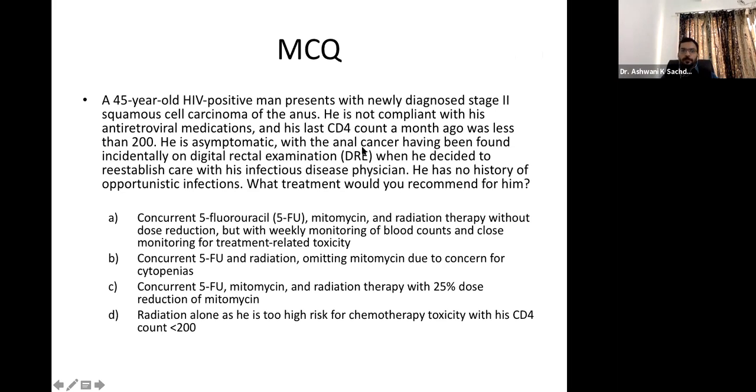So HIV positive patient with less than 200 CD4 count, what should be the treatment option for this? Anyone? You cannot put a question in the answer. C followed by a question mark.